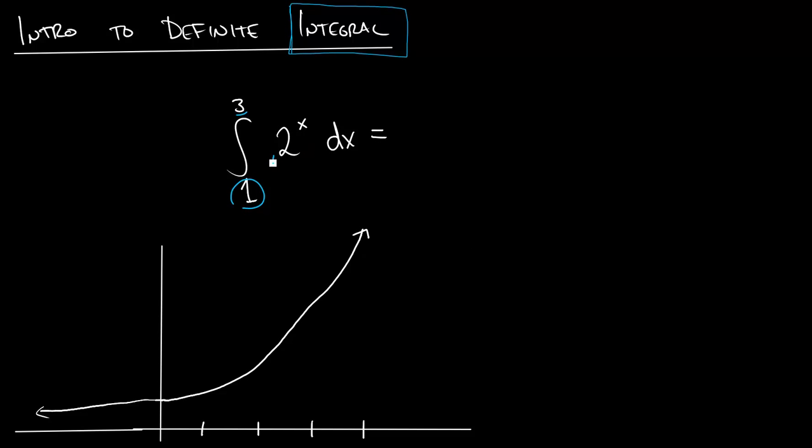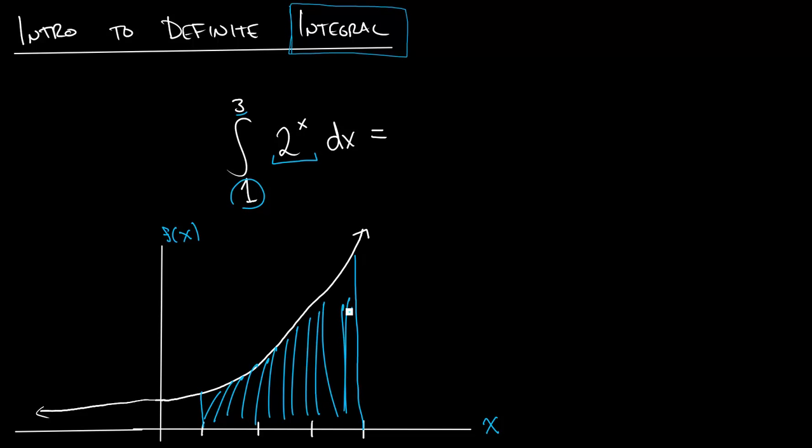Well, let's look at what we have inside. 2 to the x on a graph, it looks like this, right? This is the function it looks like. And when I write this integral here, what I'm writing is from 1 to 3. What I'm trying to do is I'm trying to estimate the area underneath this curve between 1 and 3. And so we're trying to estimate the area that I'm coloring in here.